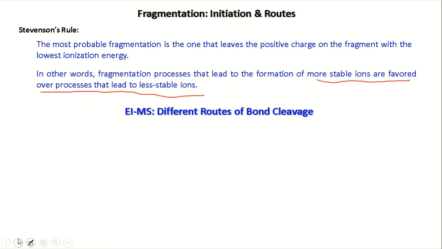Now we'll try to understand the different routes, how the bond cleavage will happen. These are very, very important points you have to look at. As I have told earlier, the very basic rule is first the bombardment, then the electron ejection, and it will generate the cation. It can generate the anion.